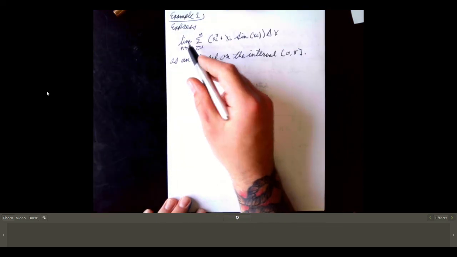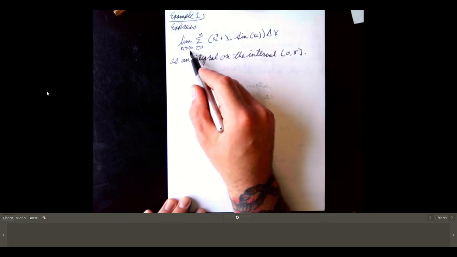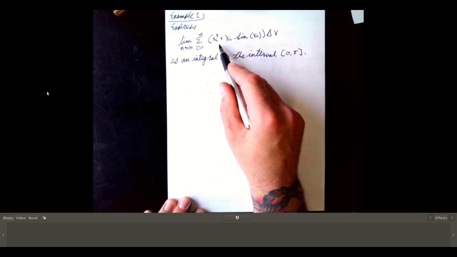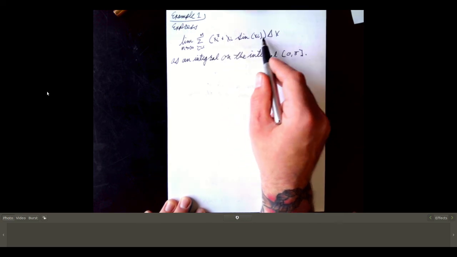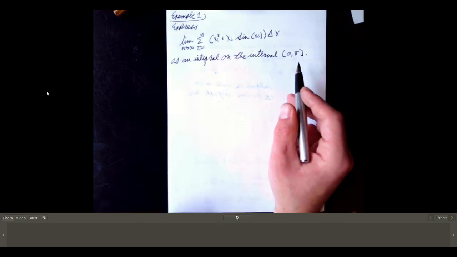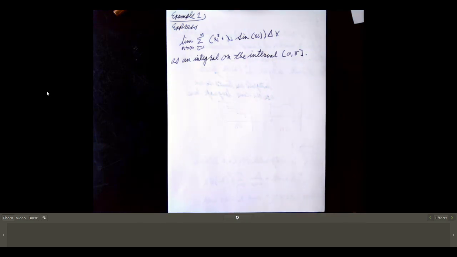So our first example: express the limit as n goes to infinity of the sum from i equal to 1 to n of x_i cubed plus x_i sine of x_i delta x as an integral on the interval 0 to pi. So this first example is just getting us used to how we can jump between notation.